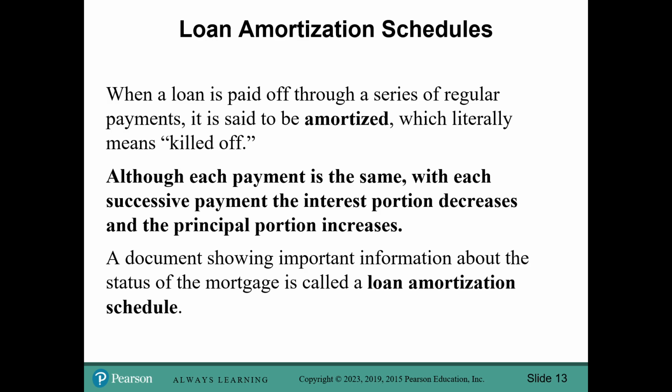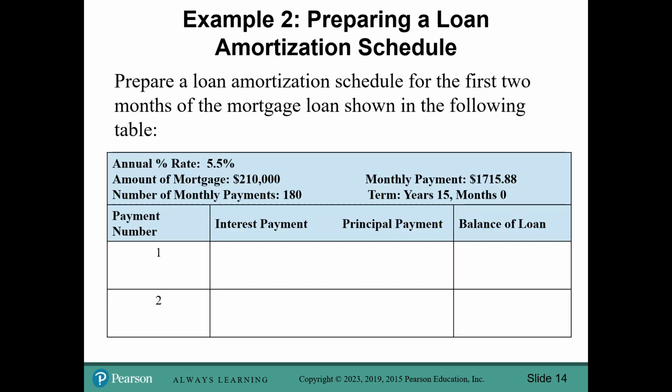Although each payment is the same, with each successive payment, the interest portion decreases and the principal portion increases. A document showing the important information about the status of the mortgage is called a loan amortization schedule. So we want to prepare a loan amortization schedule for the first 2 months of the mortgage loan shown in the following table. So here's the information about our mortgage loan in the table.